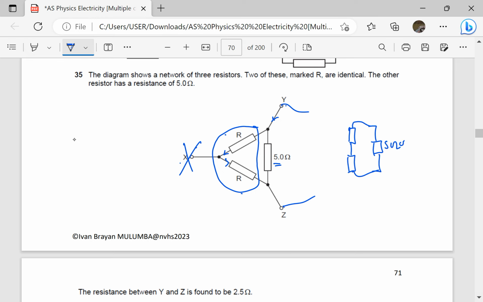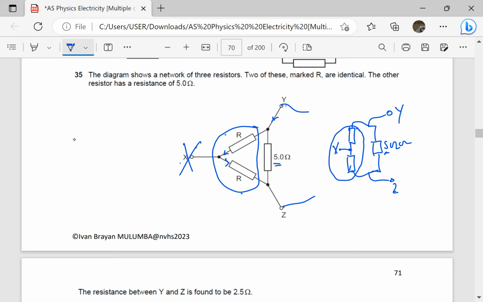So this is the 5 ohms. The other one, X, is open, so there is no problem there. We are considering these two important points, Y and Z. These ones are identical, R and R, 5 ohms. Total resistance is found to be 2.5 between Y and Z. That means, remember, 2.5 is half of 5. That means these two resistors should give a sum of 5 ohms.